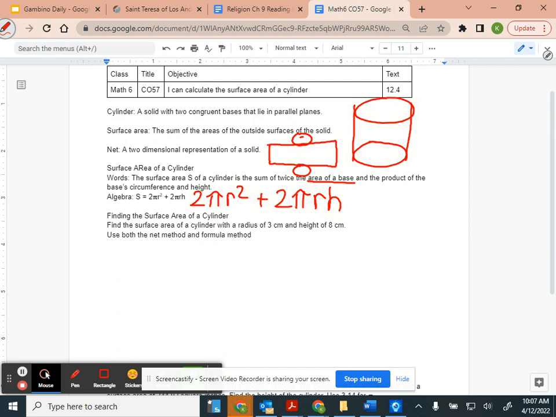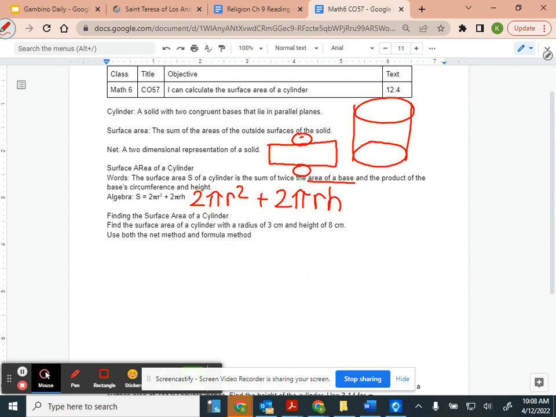So that's our cylinder. We add those two together, the 2 bases plus the product of the base's circumference. That circumference, 2 pi r, is the circumference and the height. So we have the circumference of the circle times the height plus the area of the 2 circles. So this is an important formula to know to find the surface area. We're going to be using it a lot.